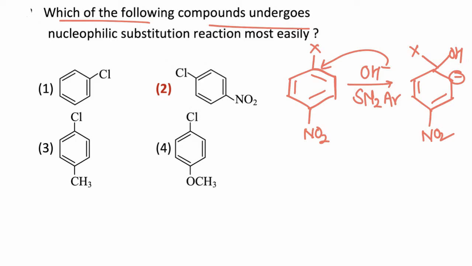So in the second case, the NO2 group is attached at the para position, which will stabilize the intermediate anion formed during the reaction by resonance, and hence 2 is most reactive. So keep in mind, for the SNAr reaction, an electron withdrawing group increases the rate of reaction.